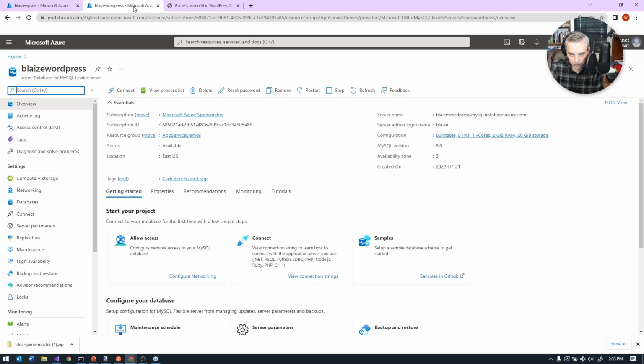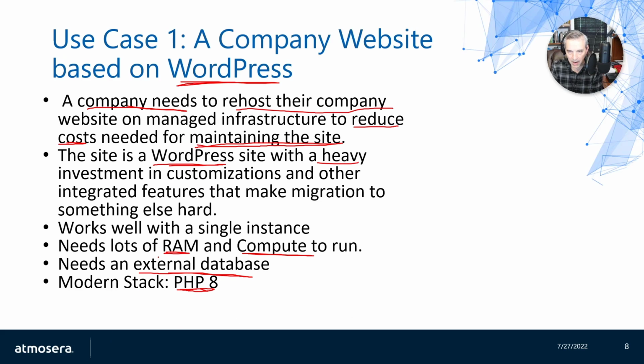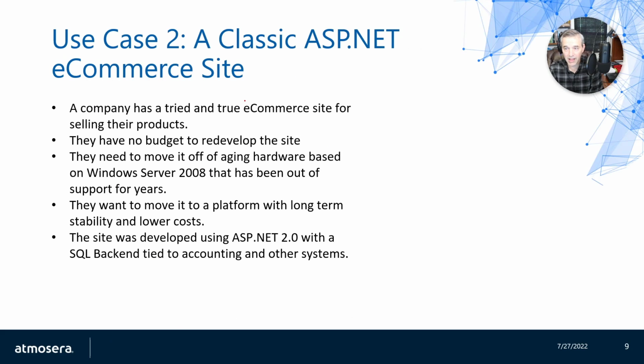So let's look at my next example, which is a classic ASP.NET e-commerce website. The scenario here is where I have a company that has a tried and true e-commerce site for selling their products. They've been using this for years. It was originally developed in ASP.NET 2.0 with a SQL backend. So again, this is another monolithic type application.